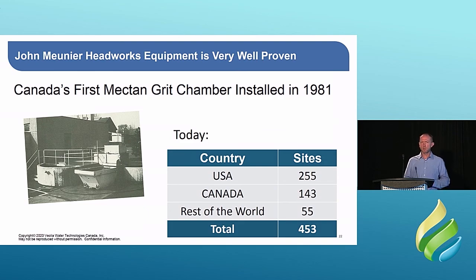So first Mectan system, and we call all of our grit removal systems Mectan one way or another. Mectan's in the name. We put the first one in 1981. That was that 270-degree design. We call that one the Mectan Classic. Since then we've put in a bunch. You can see the numbers on the screen here, mostly in North America. We make these in Canada, in Montreal. We fabricate this equipment in our fabrication facility in Montreal.